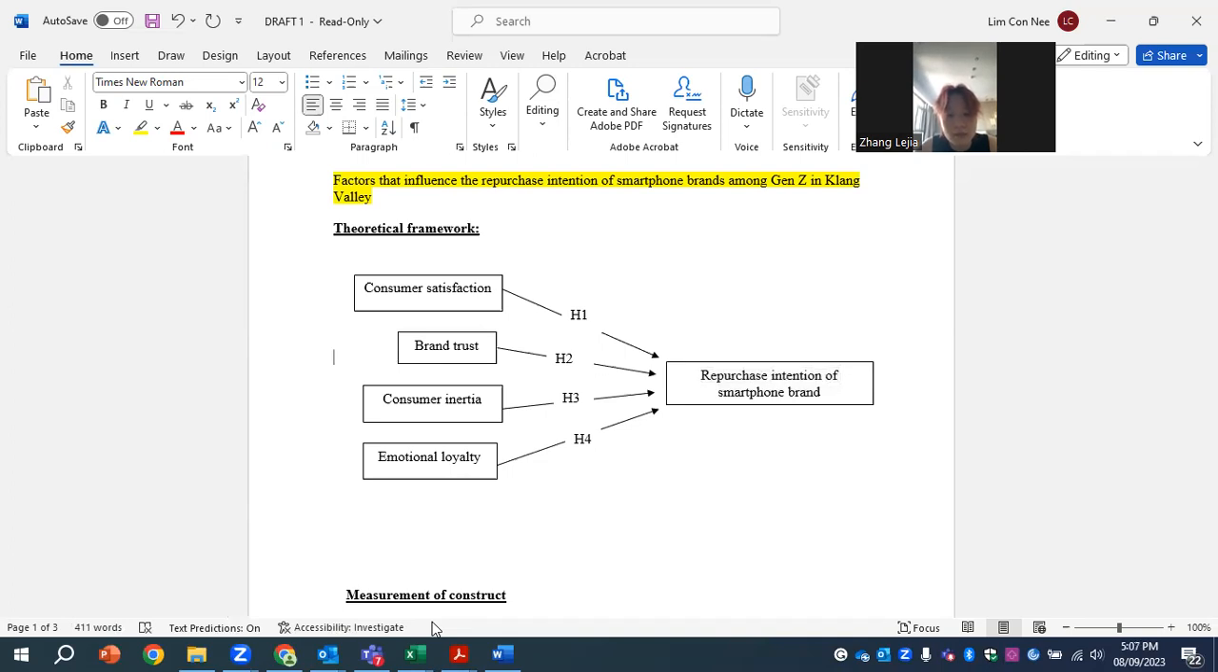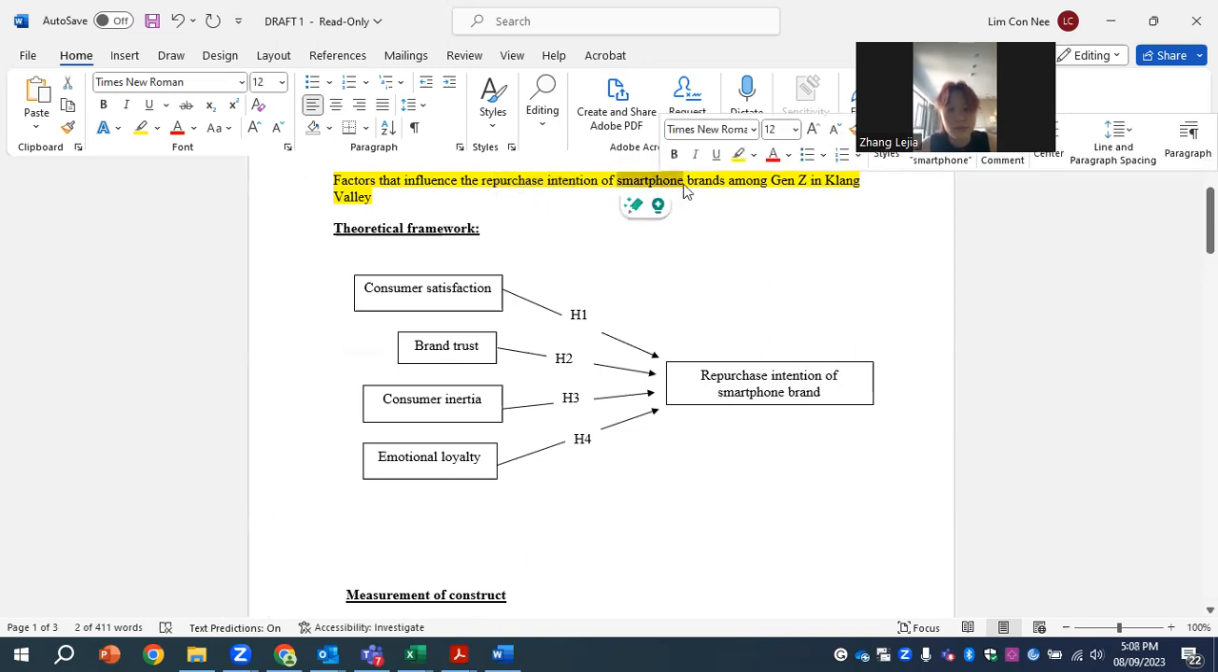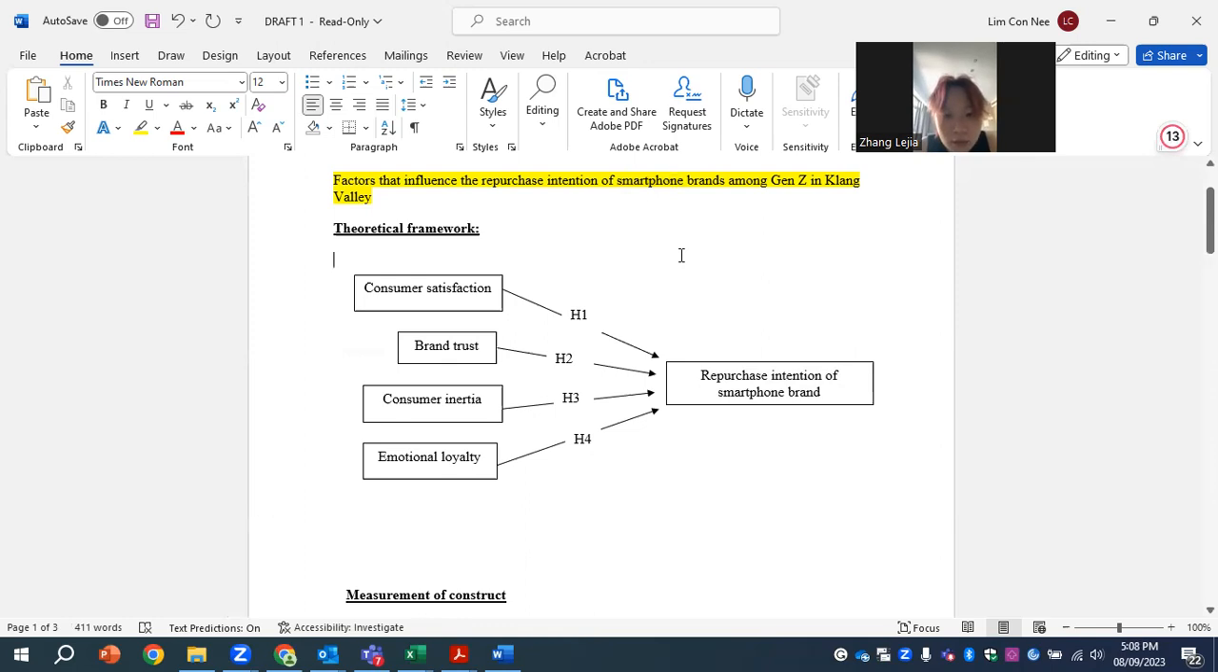Maybe this topic, for example smartphone, is already done in Australia. Now you want to replicate and do it in Malaysia. That's okay. All right. So you need to think of a topic. Take a look at words such as purchase intention or repurchase also can. But you change smartphone to something that is of interest to you. For example, restaurants, social media, whatever it is that you have a passion to research on.